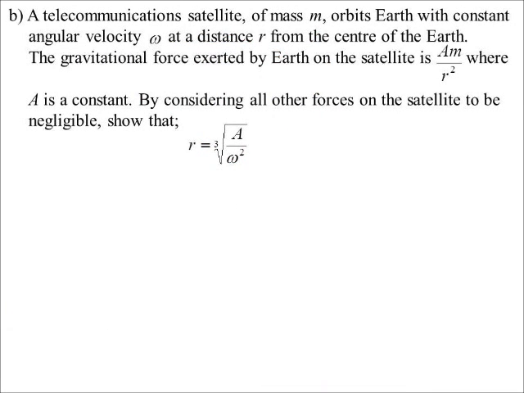All right, so another satellite. M is its mass, it's going around the Earth, constant angular velocity. Gravitational force is this expression, AM on R², where A is a constant. By considering all the forces, show that R is the cube root of A on ω².